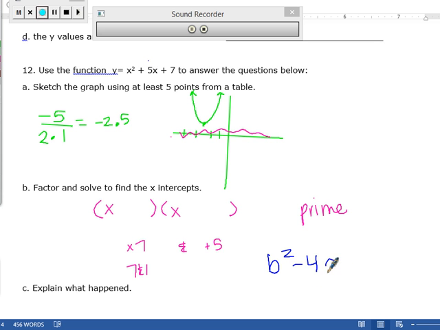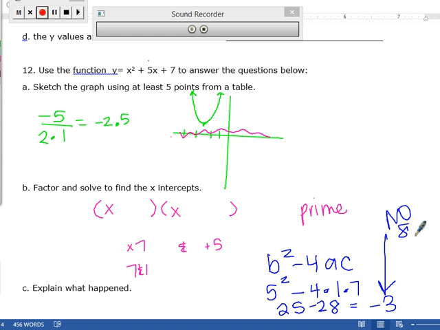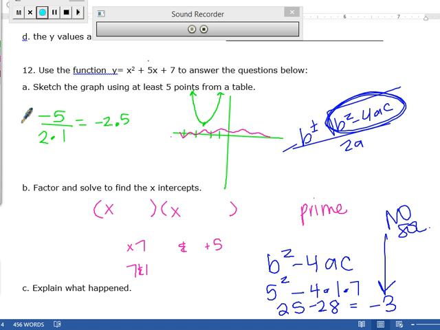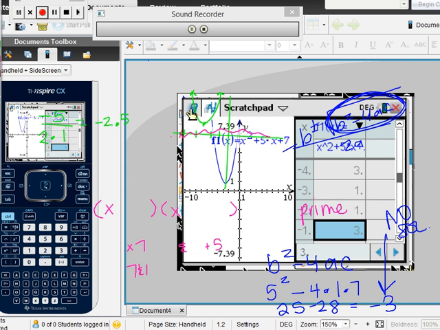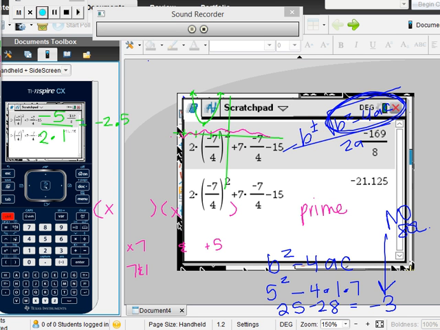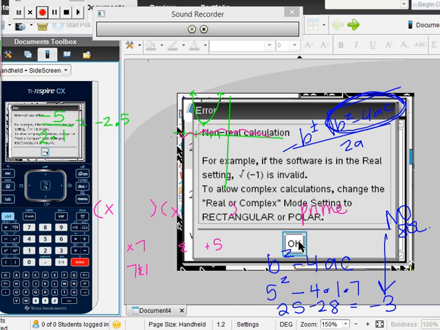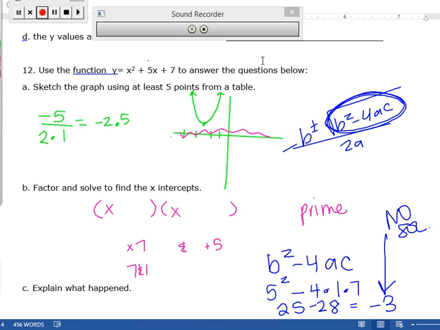B squared minus 4ac. What is 25 minus 28? It's negative 3. No solution. If I was doing this whole quadratic formula, I would be putting a negative 3 right in here. Calculator's not going to let me do that. Back here. Square root of negative 3. No ma'am, can't do it. Alright, good luck.